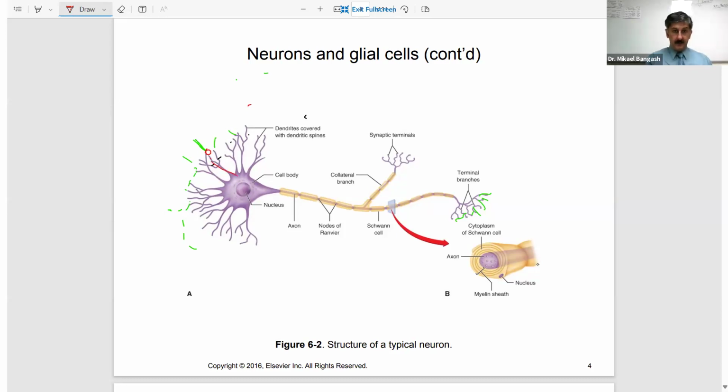The signal will travel through these dendrites to the cell body, where we have the nucleus that will control the signal. And said in a simple way, that signal will travel down to the terminal branches via the axon, but not in the axon, but mainly as follows.